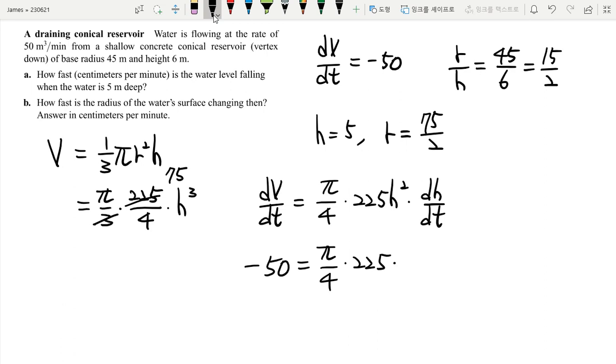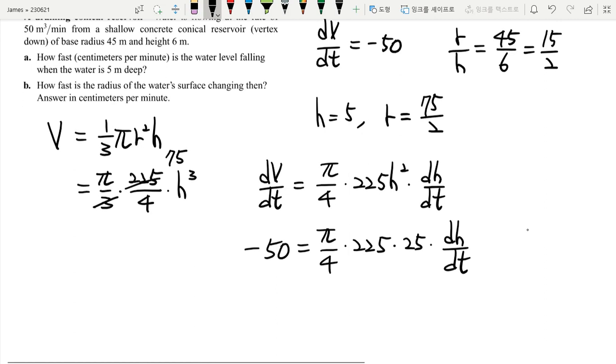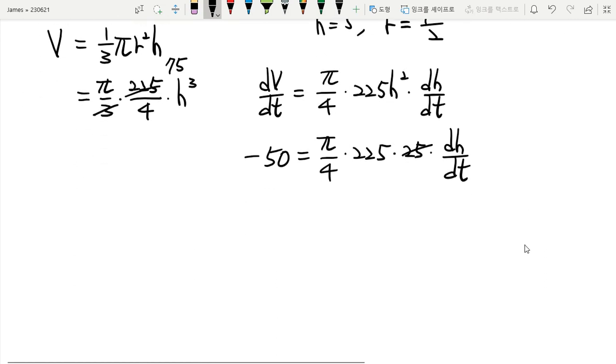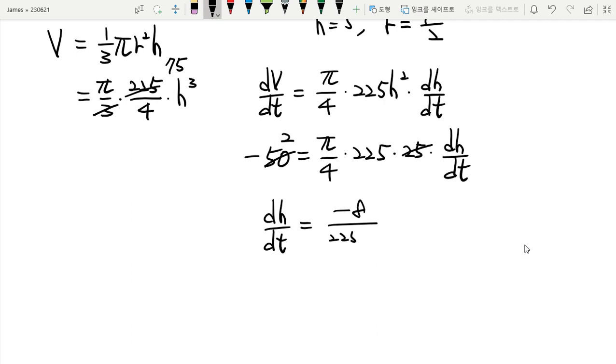H, wow, why is it so 25? So dh over dt is, yep, this is the rate of the level, because the negative means the level is decreasing because water is going out.